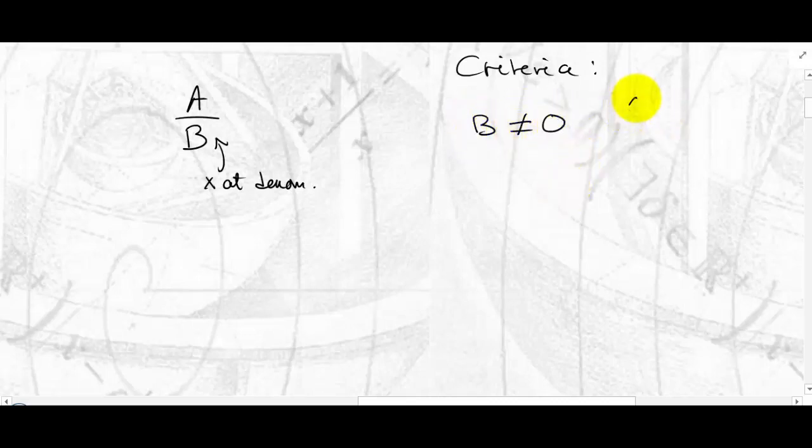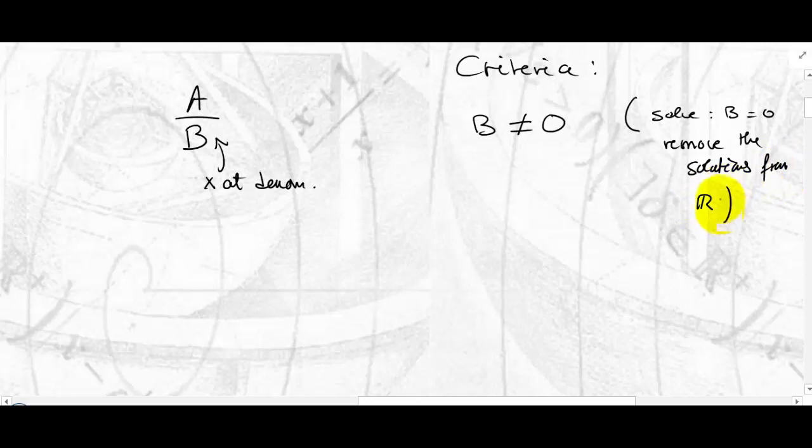So how do you find the domain? Well, you solve the equation b equals 0 and you remove the solutions. You remove the solutions from where? From R. That's how you find the domain whenever you have an expression containing a fraction and a variable at the denominator.